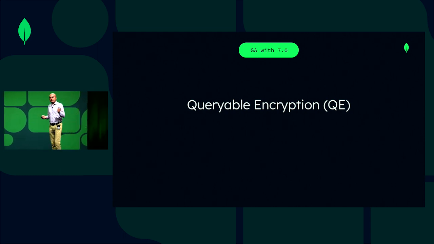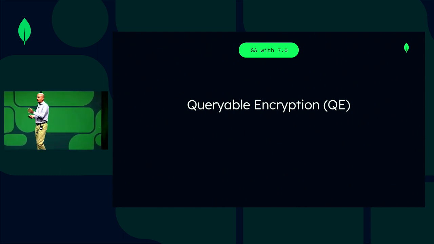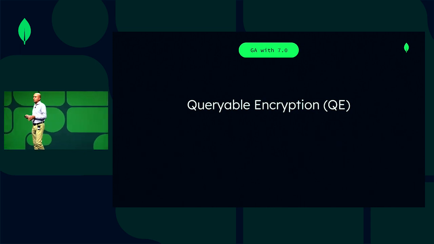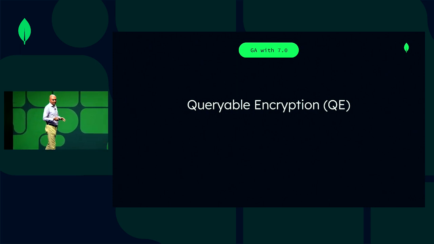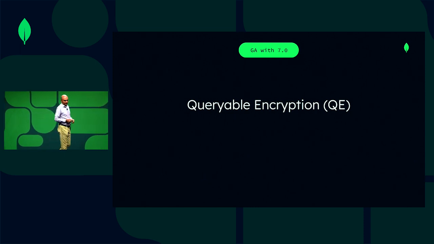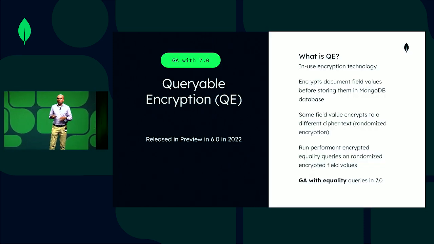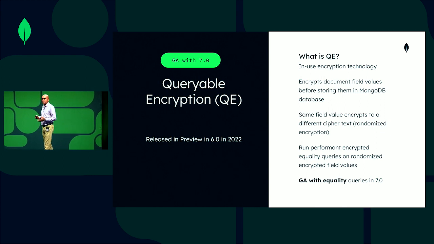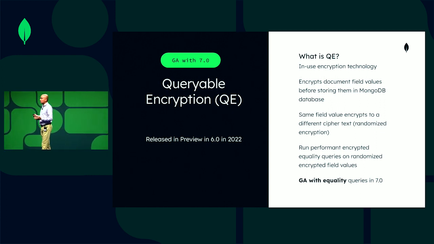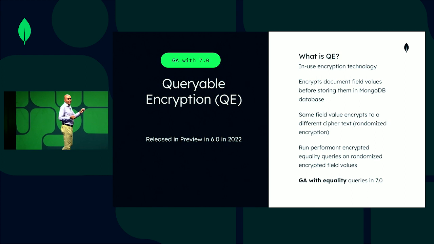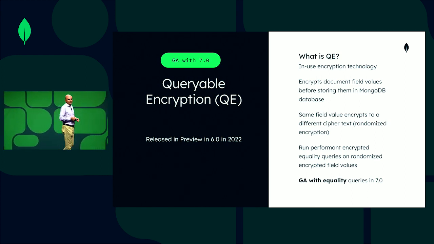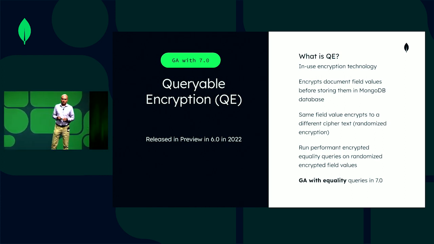Let me switch gears from identity and access management and talk about the encryption features, starting with Queryable Encryption. Hopefully some of you got a chance to attend Ken and Cynthia's talk about Queryable Encryption. I'll just give you a very quick overview of this feature. So what is Queryable Encryption? Queryable Encryption is an in-use encryption technology. It allows you to encrypt document field values before storing them in the MongoDB database. The field names remain unencrypted.